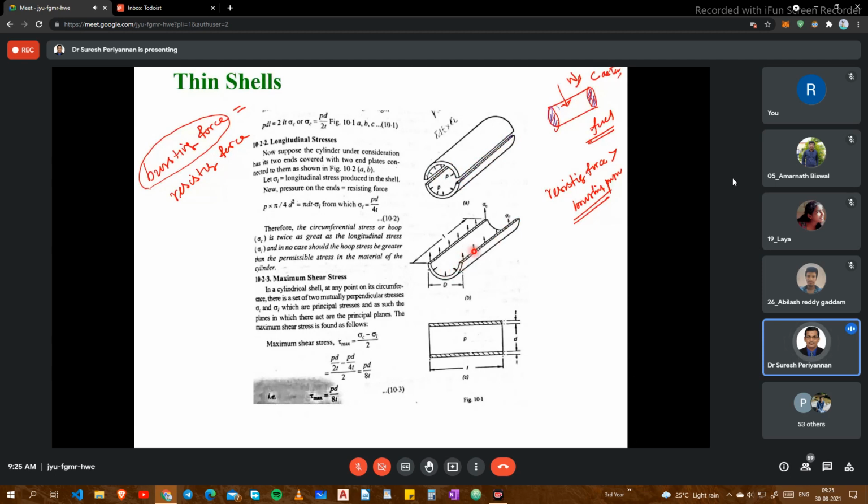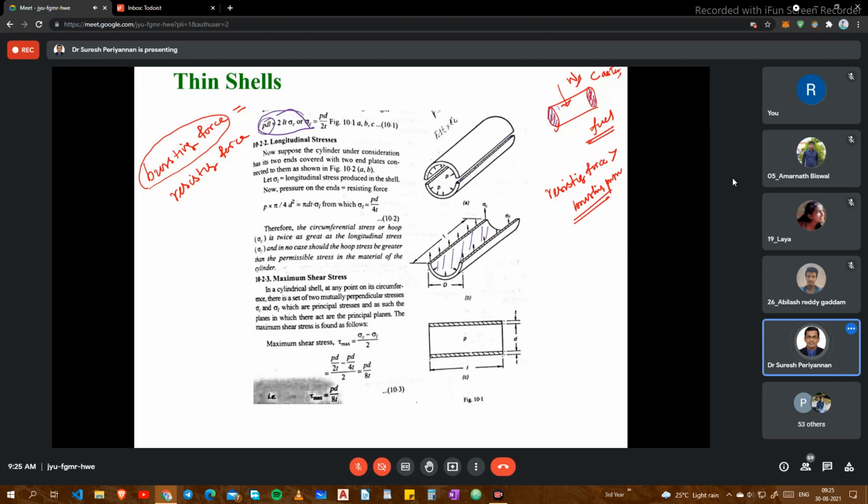Length L and thickness T, and two sides: 2 into L into T into sigma C. That's what I'm considering here. Now PDL is nothing but the bursting force acting inside: P into D into L. This is the projection area, D is the diameter, length is L, so P D L.